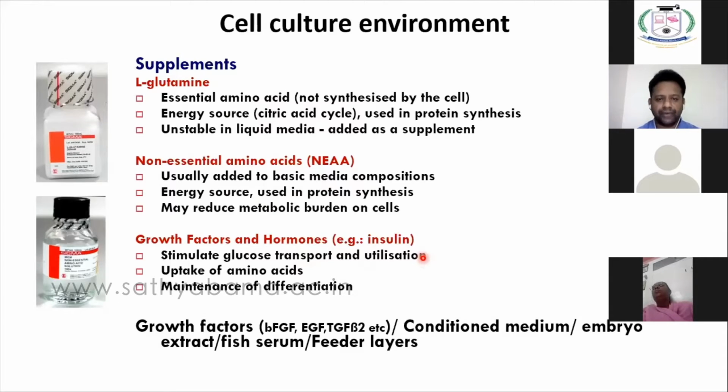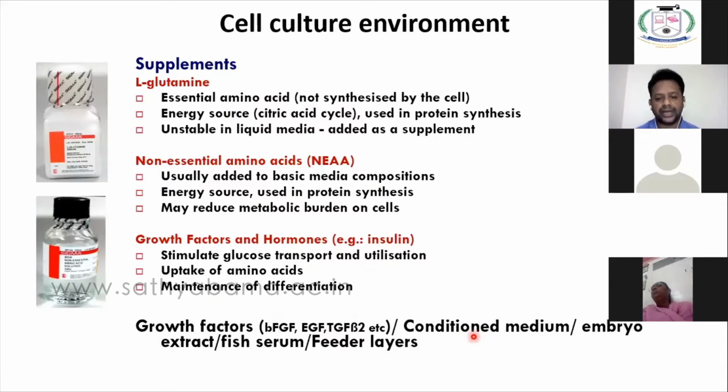If you really want to develop a cell line, all the cells cannot just grow like that. So we have to provide a proper environment for them to grow. For that, we can give some additional growth factors like fibroblast growth factor, epidermal growth factor, or transforming growth factors. We can also use the conditioned media. The conditioned media is nothing but the used media from the previous cell culture. So that will have the growth factors to help these cells to grow.